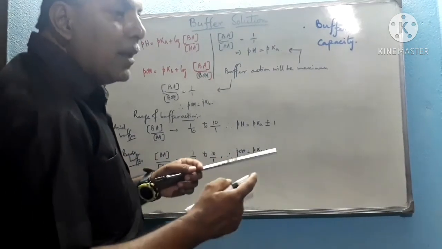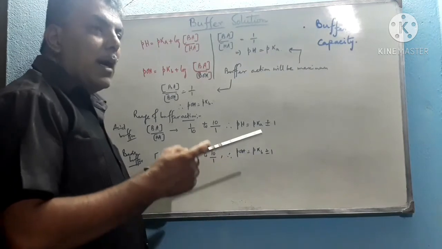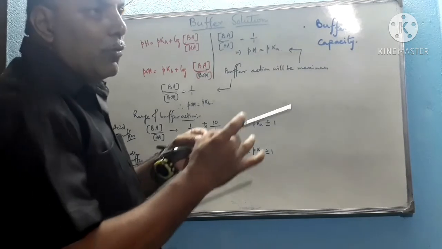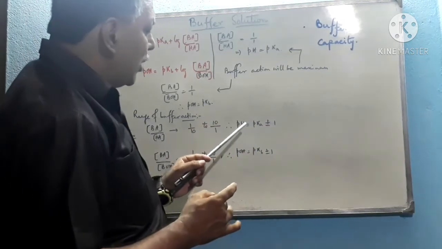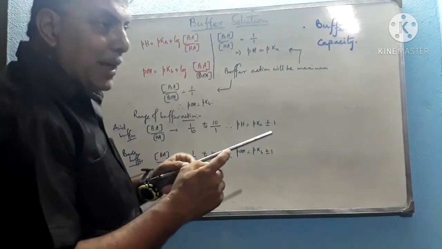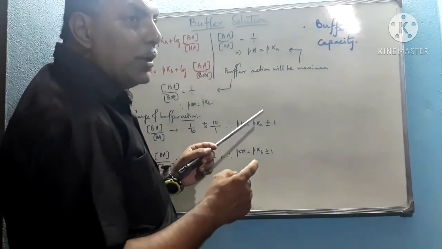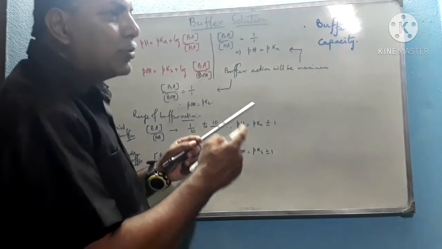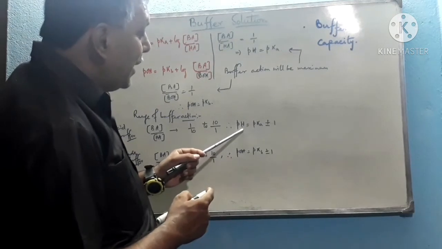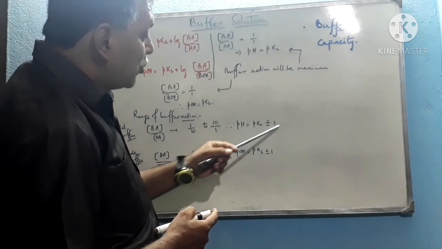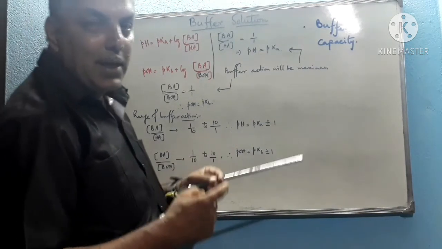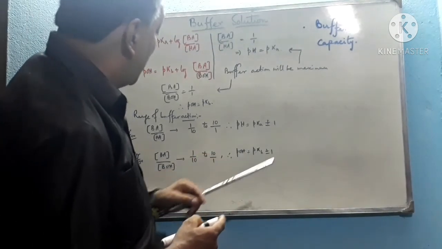Like methyl red, pKa will be near about 5.5, so the range will be 4.5 to 6.5. And in case of methyl orange, pKa will be 3.4 something. Therefore pH will be 3.4 plus minus 1, that means 2.4 to 4.4. These two, methyl orange and methyl red, are called the acidic indicator.